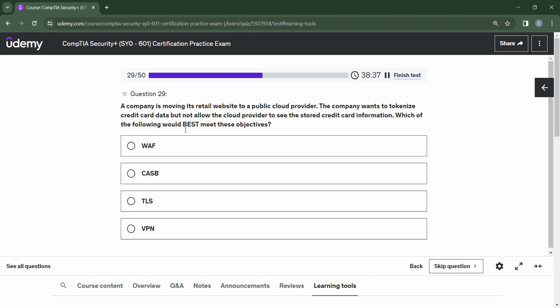A company is moving its retail website to a public cloud server. The company wants to tokenize credit card data, but not allow the cloud provider to see the stored credit card number or information. Which of the following would best meet these objectives? Tokenize credit card data, but not allow the cloud provider to see the stored information.